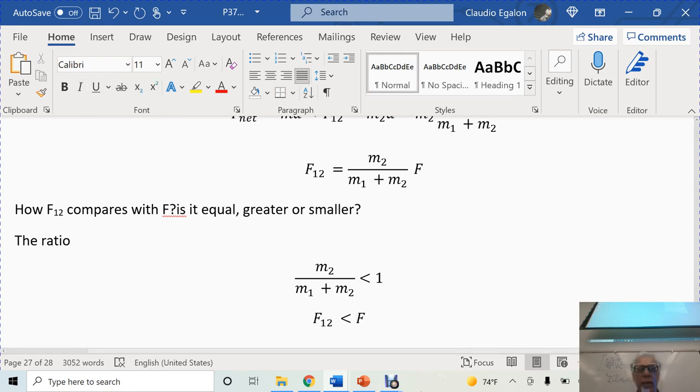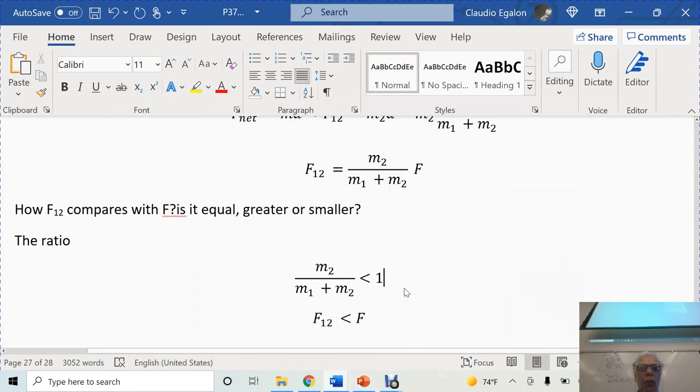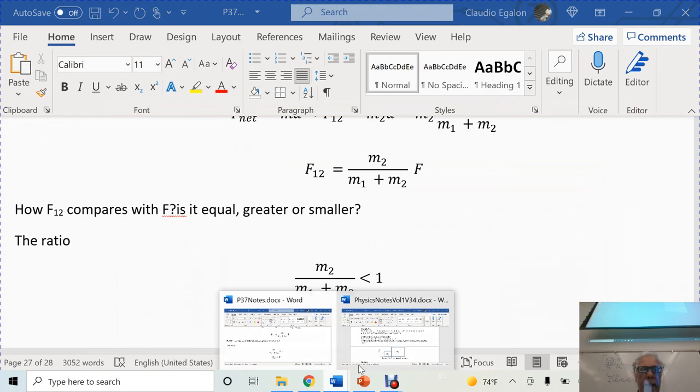Okay? So what's happening here? When we have a situation like that, the force F is carrying a little bit of force here in M1 and a little bit of force here in M2. This force is being spread out among those two blocks. Okay, so that we got item B.